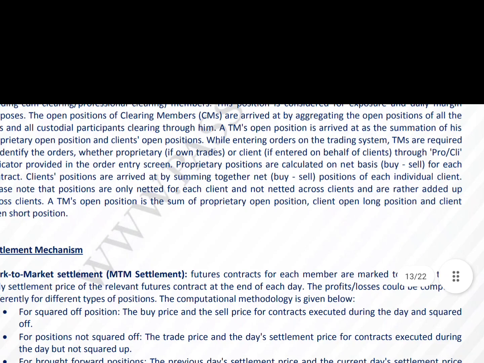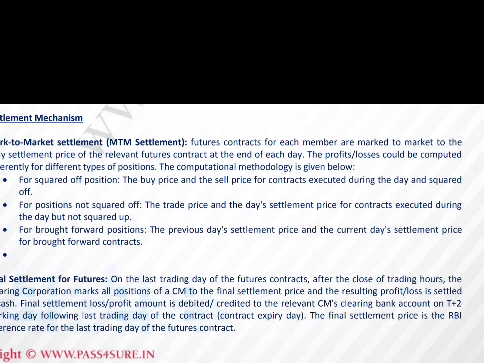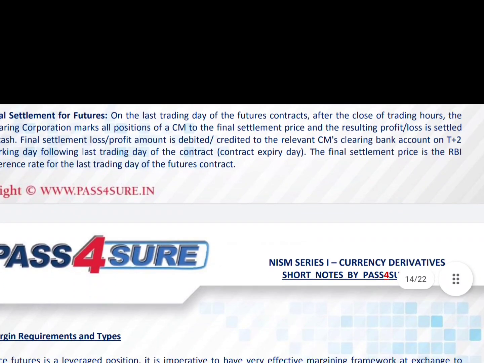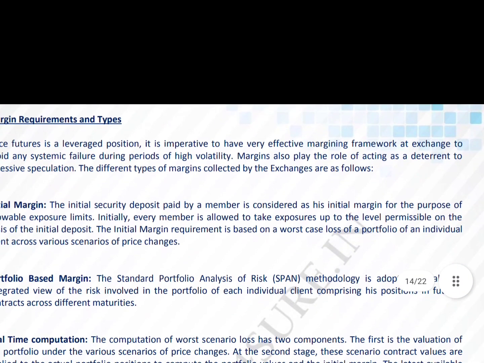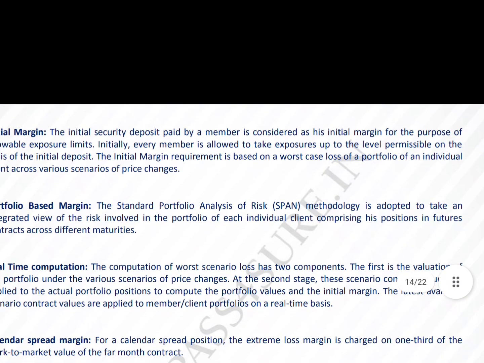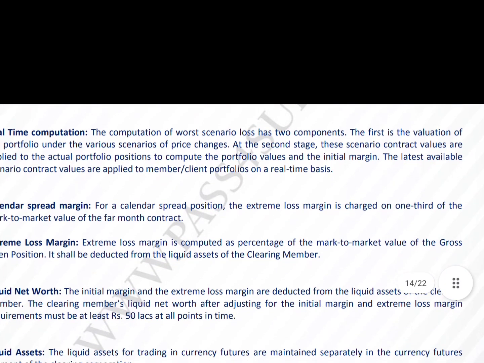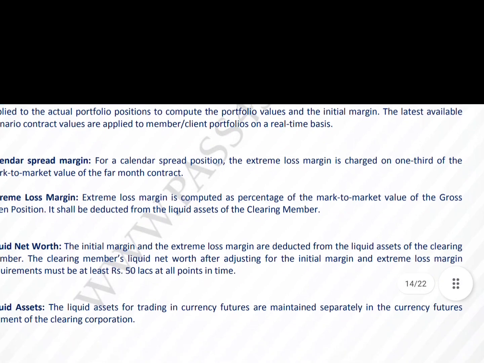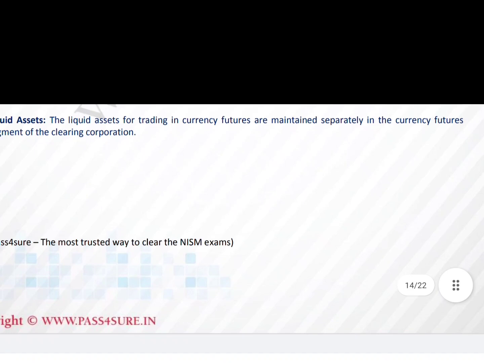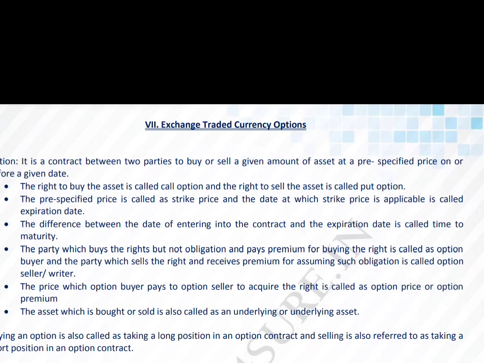Okay, now what is M2M? Did anyone know? If not, then please comment. M2M is your profit and loss, the daily profit and loss, which will carry forward to the next day if you didn't clear the position. If you cleared it, then it will reflect in your ledger balance. Now calendar spread margin, extreme loss margin, net worth, liquid assets. We are on the 14th page. This PDF is of 22 pages.